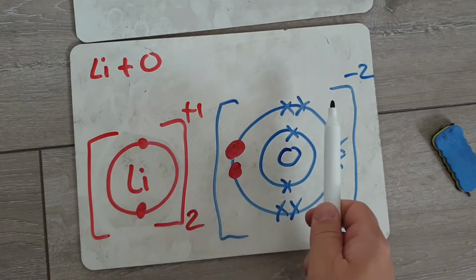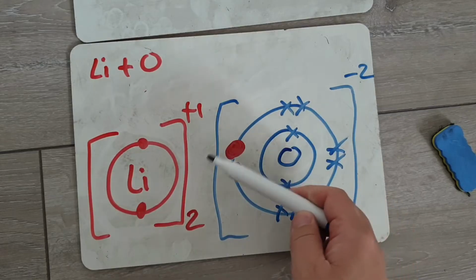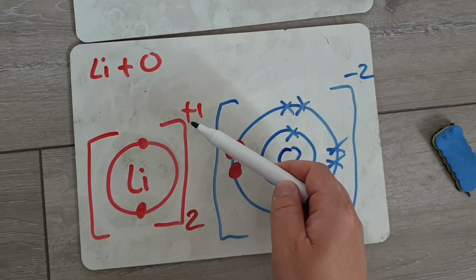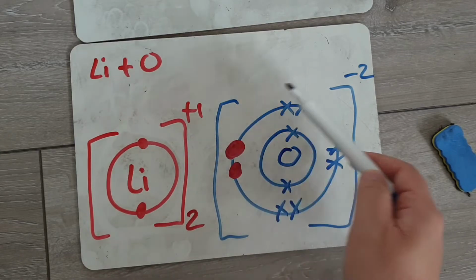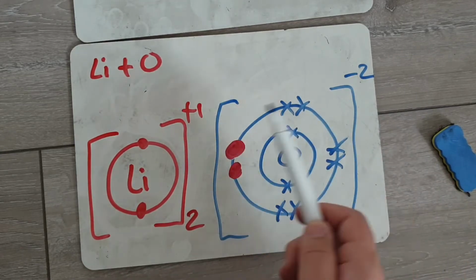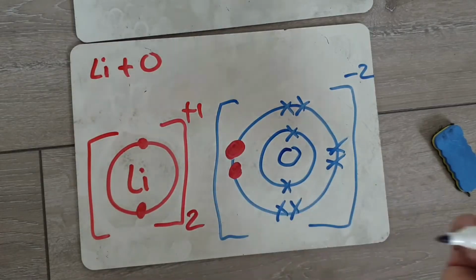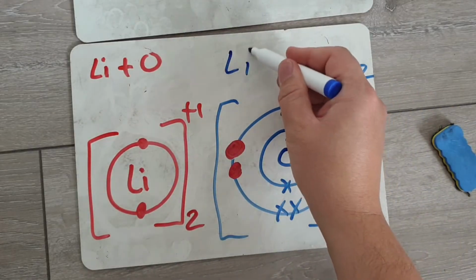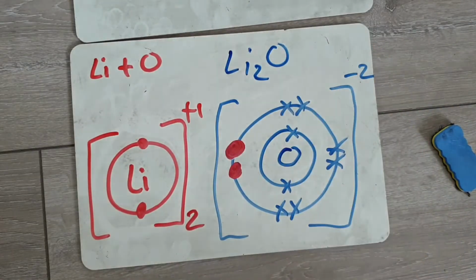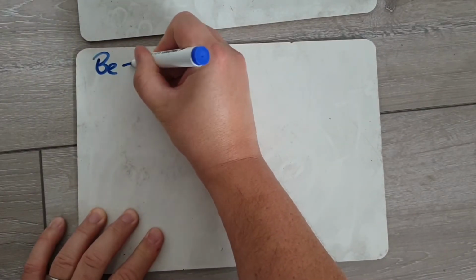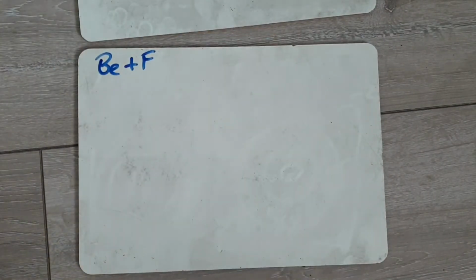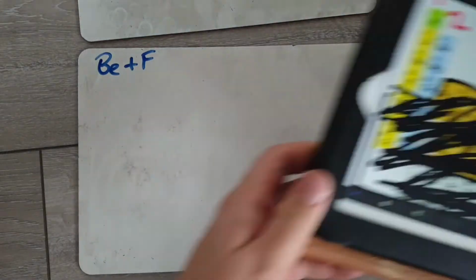And how do these charges balance out? Well, we've got minus 2 and we've got 2 lots of plus 1. So 2 lots of plus 1 makes plus 2, minus 2, they cancel out. So if we were writing that as a compound, you would put Li2O to show that there's 2 lithiums. And the final example for ionic bonding, if I do beryllium and fluorine, so you look at your periodic table.